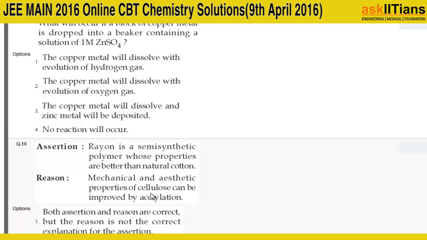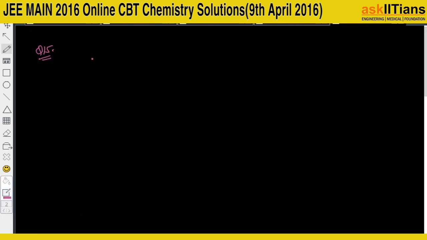The question says, what will occur if a block of copper metal is dropped in a beaker containing a solution of 1 molar ZnSO4? That means if you have a copper solid, a block of copper, and you are dropping it in a solution which contains 1 molar zinc sulfate. So students, I think there won't be any reaction which will be possible in this case.